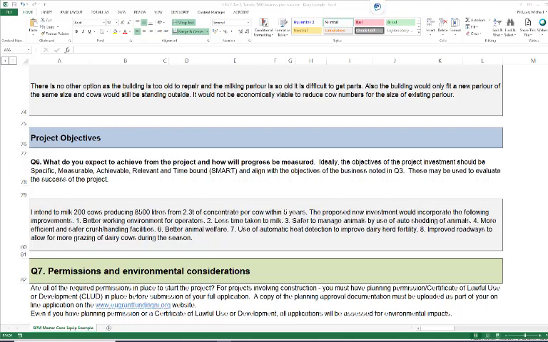For example, to increase kilograms of beef produced per hectare per year by 20% by the end of 2022. It is recommended that you have several objectives to cover both physical and financial performance of the farm business. However, financial measures are sometimes more difficult to define due to volatility in output prices, for example.